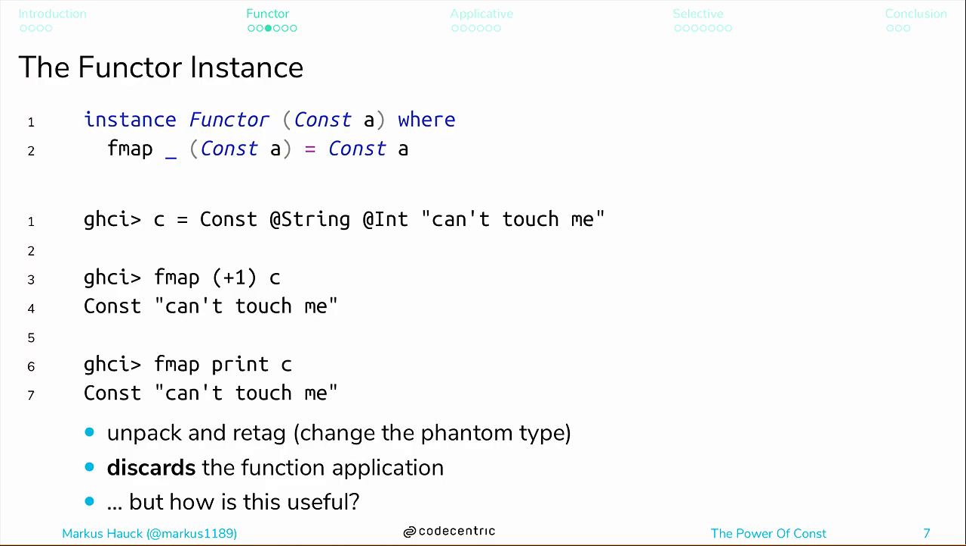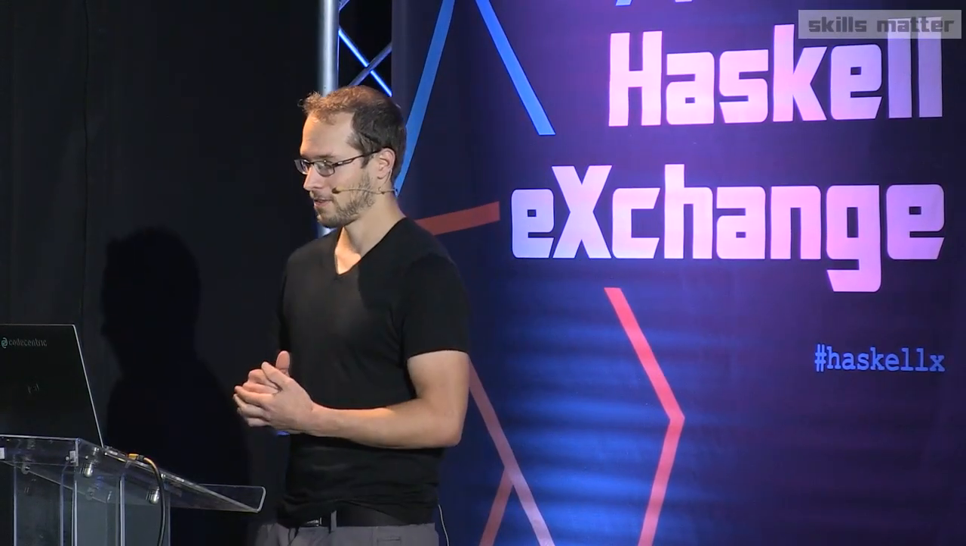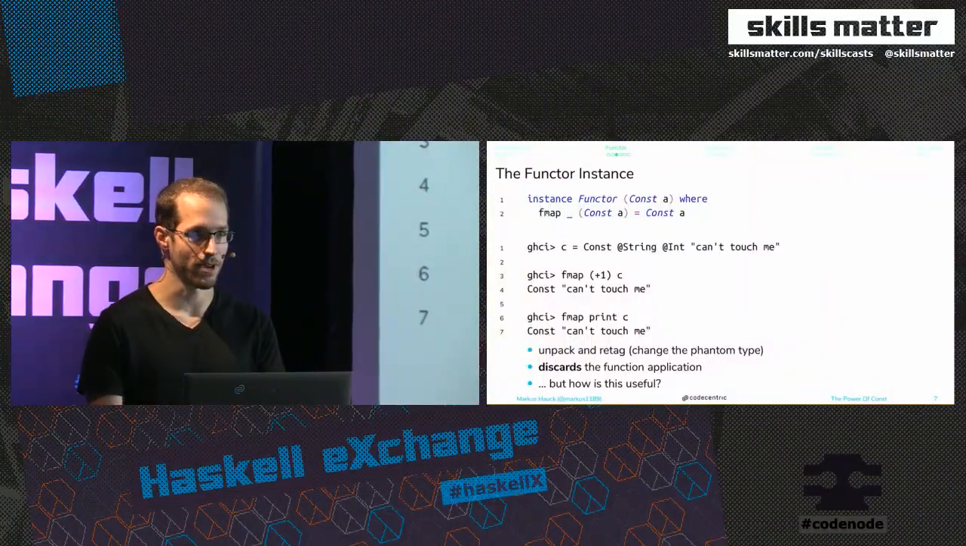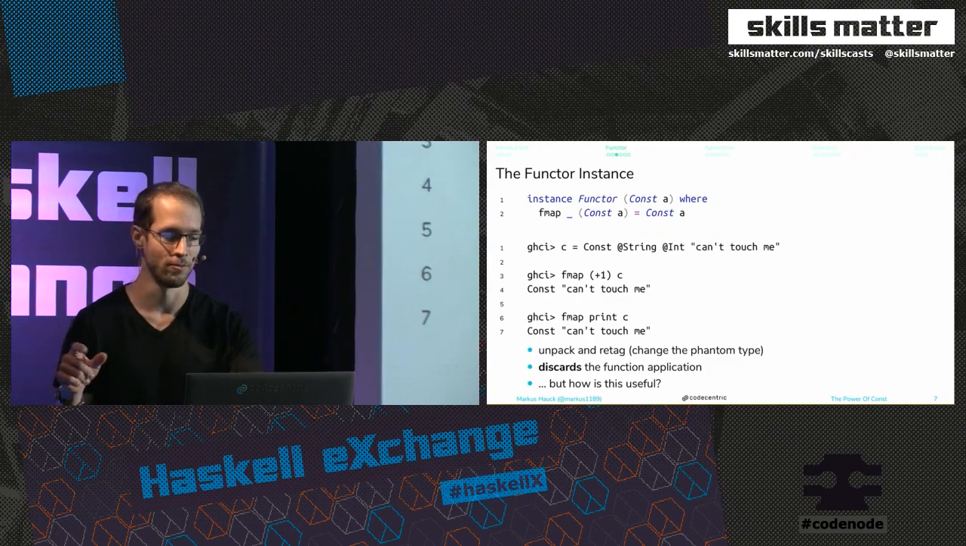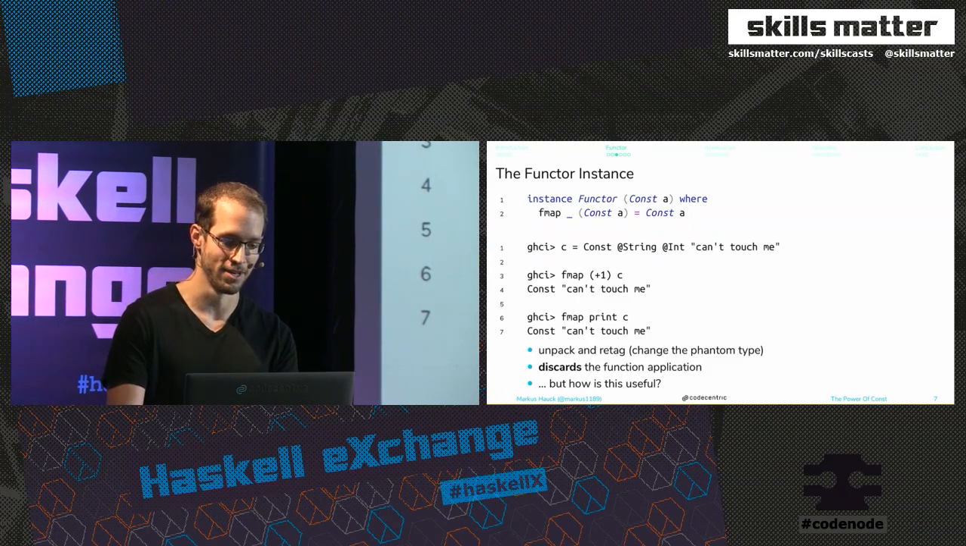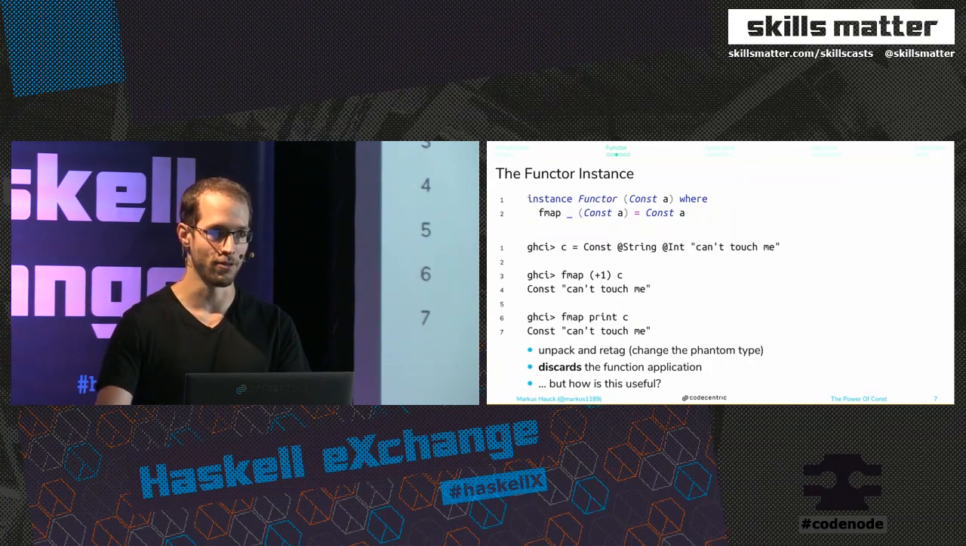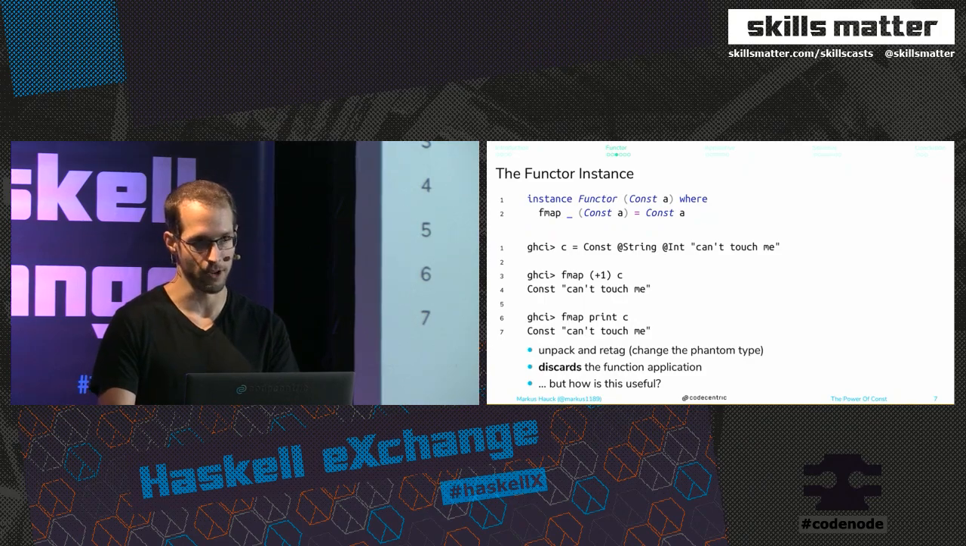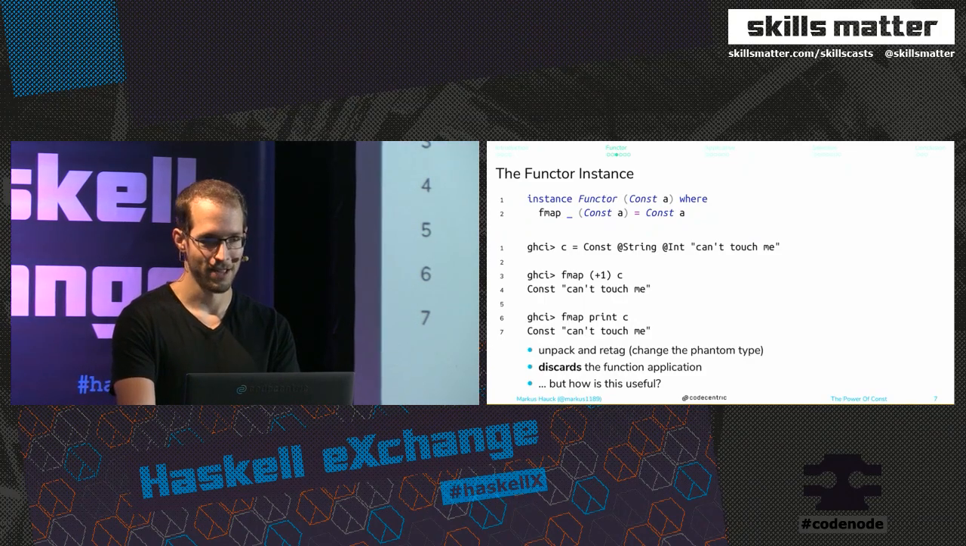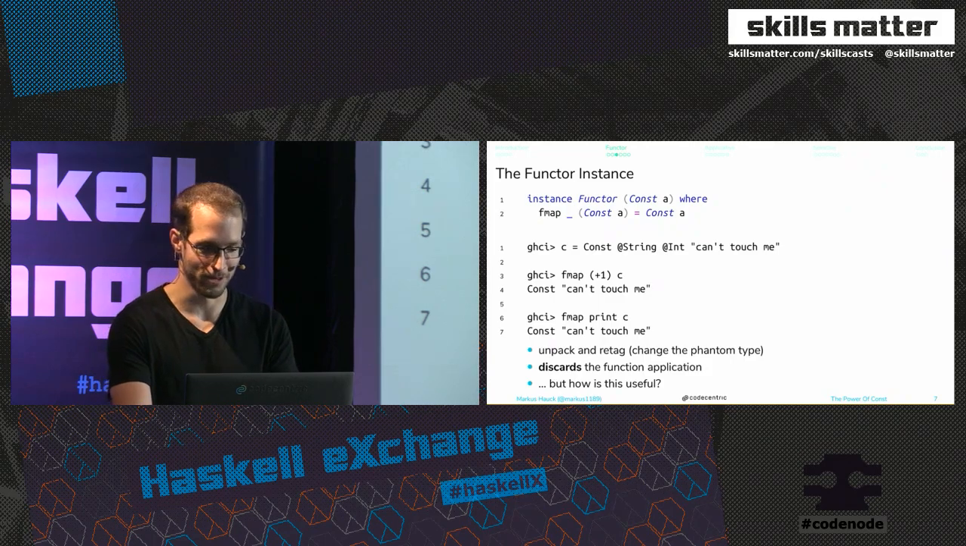So what is this doing in the Functor case? Well, here's a GHCi example where we have a Const value that has the first type String and the phantom type Int, and the actual string inside the Const says "you can touch me". And if we fmap over this with a +1, which matches the Int phantom type, we still get back the Const with "you can touch me". And we can also fmap with anything that matches our type, for example print, but it will just do nothing. It will adapt the type with a new Const wrapped value, but it still is the string "you can touch me". So that's what it does, but why is it ever useful?